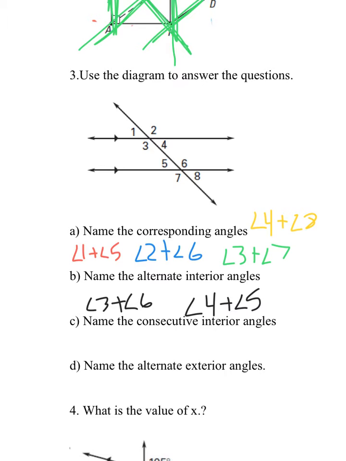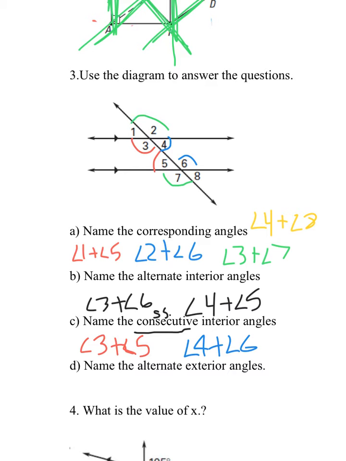Okay. And then we have name the consecutive interior. Remember, consecutive is the same thing as same side, right? It means the same thing. So consecutive interior would be 3 and 5. Or 4 and 6. Alternate exterior angles, 7 and 2. 1 and 8.